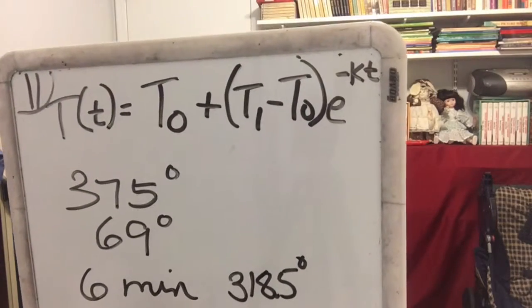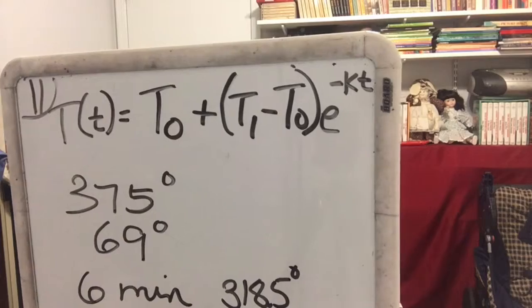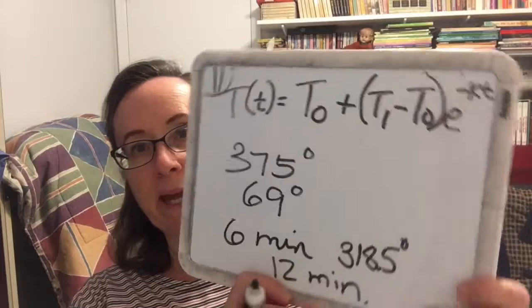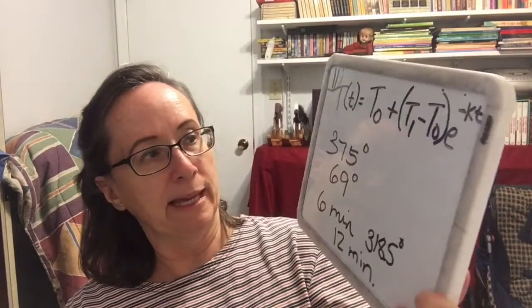So at 6 minutes, it is 318.5 degrees. Okay, what will be its temperature 12 minutes after it's taken out of the oven? We're going to say 12 minutes, to the nearest degree. So we have to find out what the answer to this is.